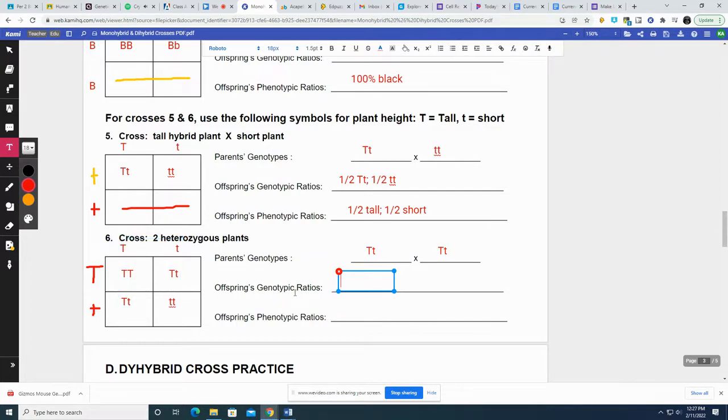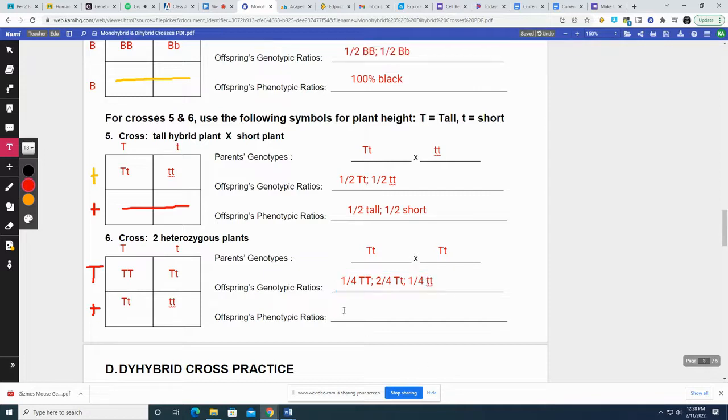But anyways, top left over here, 1 out of 4 will have the genotype of big T, big T. Now, this one over here and this one right here are both big T, little t, and there's 2 of them. So 2 out of 4, or 1/2, or 50%, will have the genotype of big T, little t. And the last one, the guy on the bottom right, 1 out of 4 chances of getting the genotype of little t, little t.